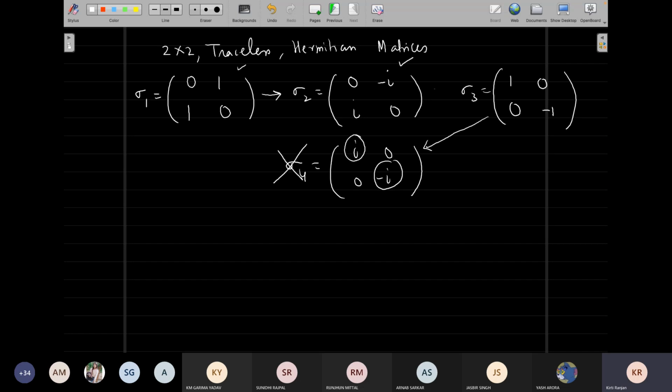So interestingly, you will find that the 2 cross 2 traceless Hermitian matrices, if you want to find out the most fundamental structure, then the most fundamental structure will have nothing but the 3 Pauli spin matrices there. In fact, if they are Pauli spin matrices, you already know that sigma i square, yesterday we said that it is nothing but 1, for each i equal to 1, 2 and 3.